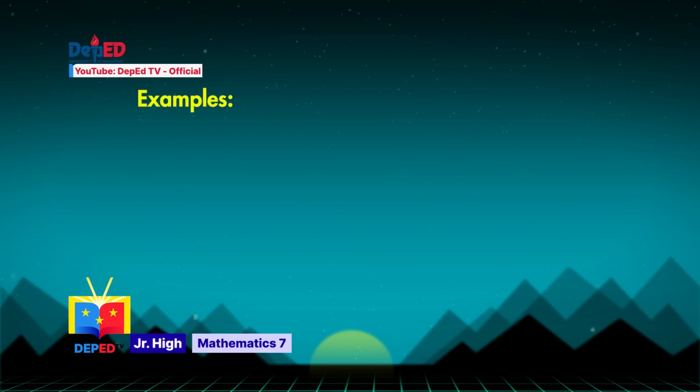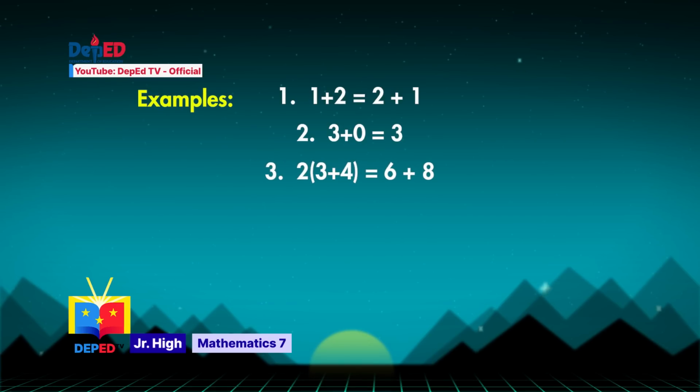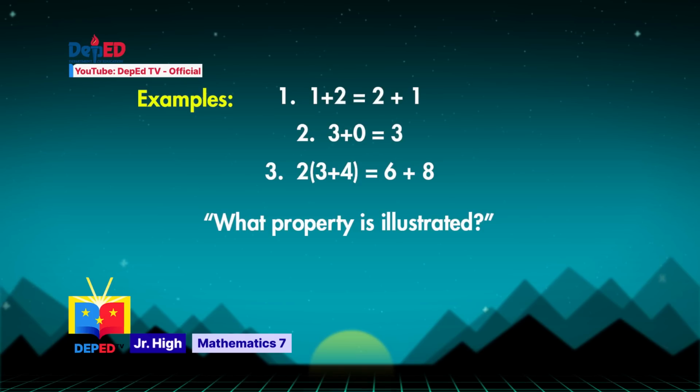Now consider these examples. Number 1. 1 plus 2 is equal to 2 plus 1. Number 2. 3 plus 0 is equal to 3. Number 3. 2 times the quantity of 3 plus 4 is equal to 6 plus 8. What property is illustrated by each example?